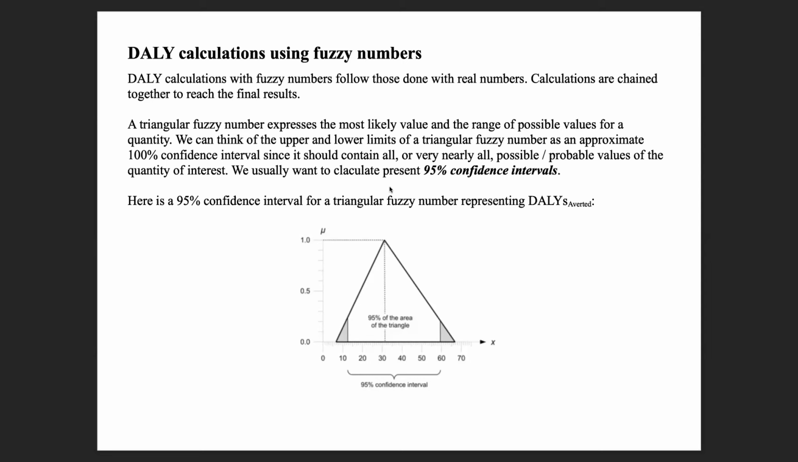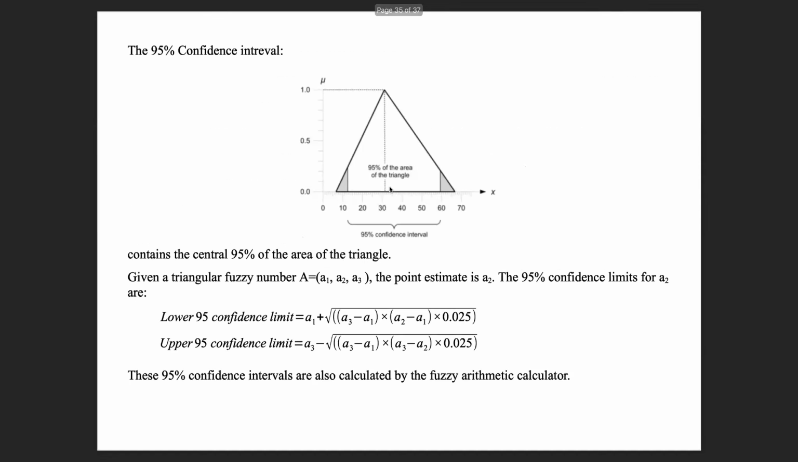The 95% confidence limits are calculated geometrically. Our result is a fuzzy triangular number, and geometrically we can calculate where 95% of the area of that triangle lies, and that is within the 95% confidence limits. So here's the formula. Again, it's a fuzzy calculation, but these are also calculated by the fuzzy arithmetic calculator.